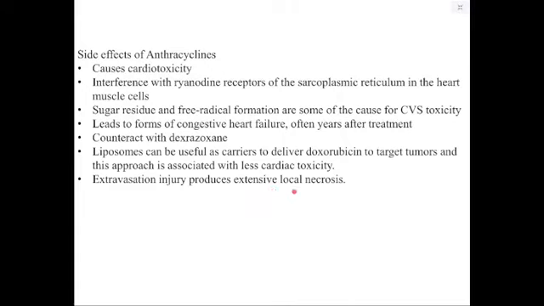Extravasation injury produces extensive local necrosis. Extravasation is where these drugs leak through the blood vessels, and once they leak through, they will cause tissue necrosis around the vein, and that's what we call extravasation. And that also is a big problem.